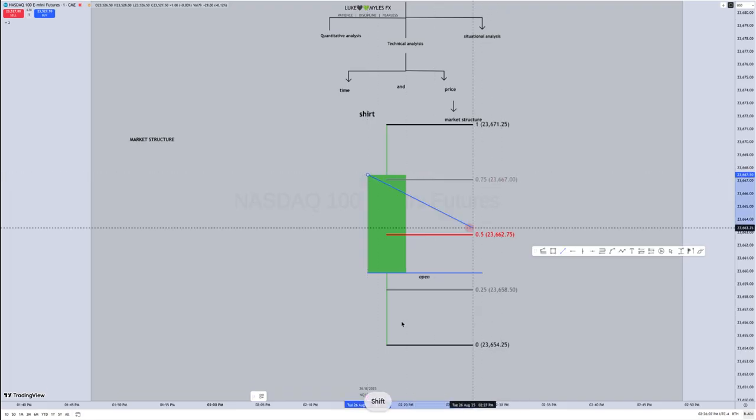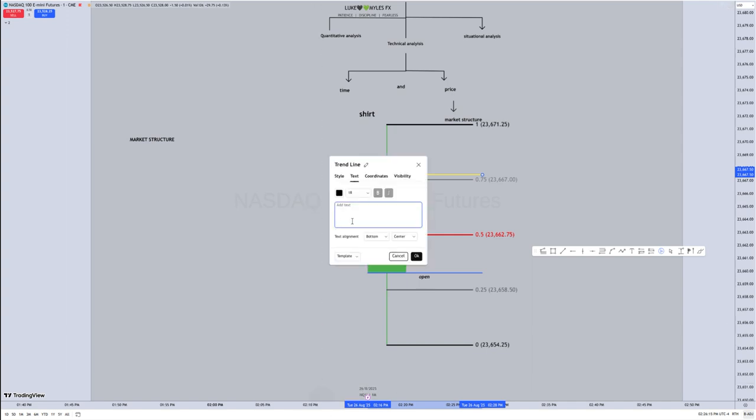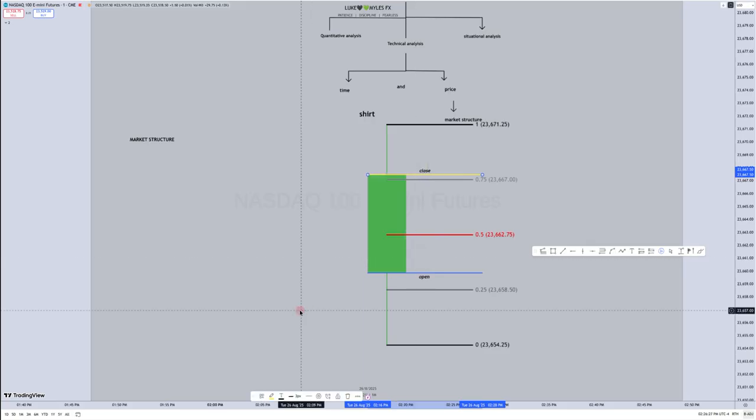Now this, I think, if I'm to consider, okay, let me use that. Let's put it at the top. If I'm to use that as the close, that would be the closure, where the market, where that candle stopped.